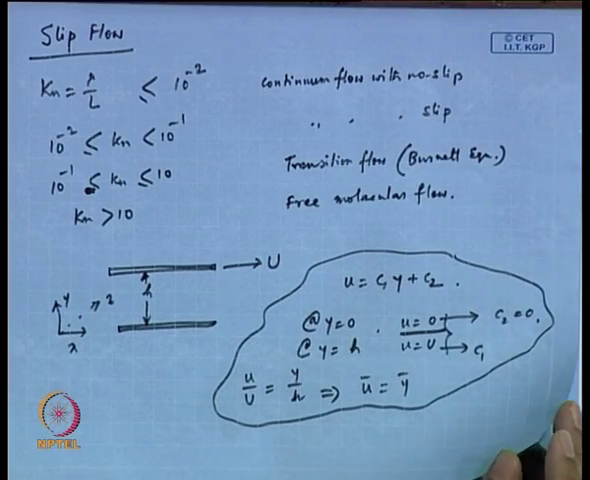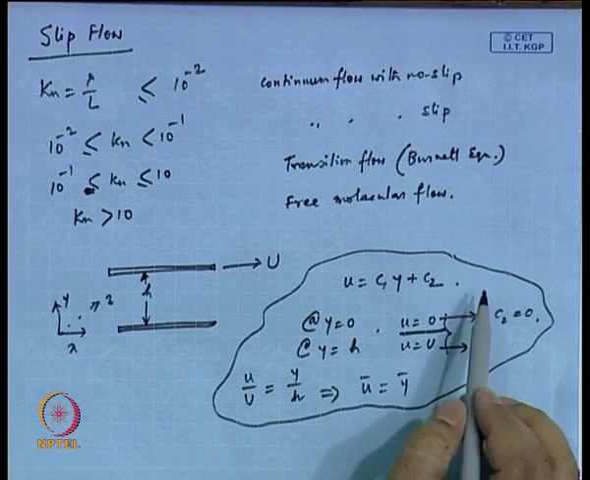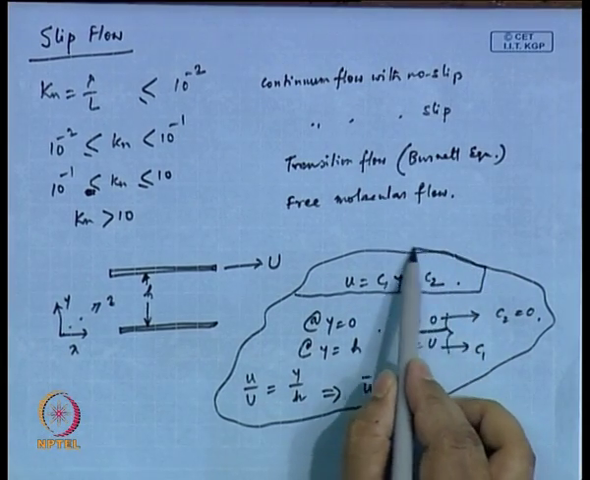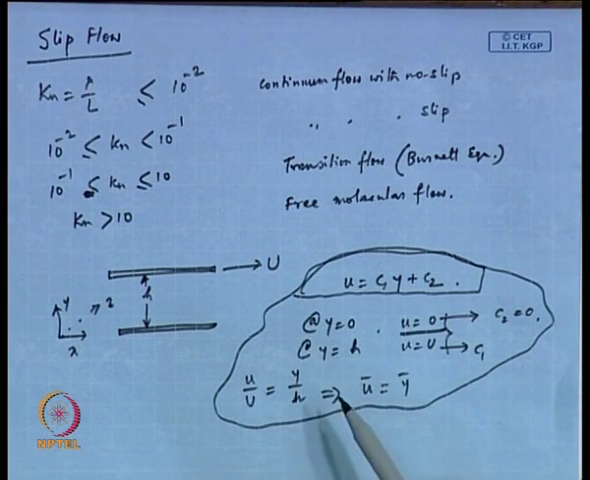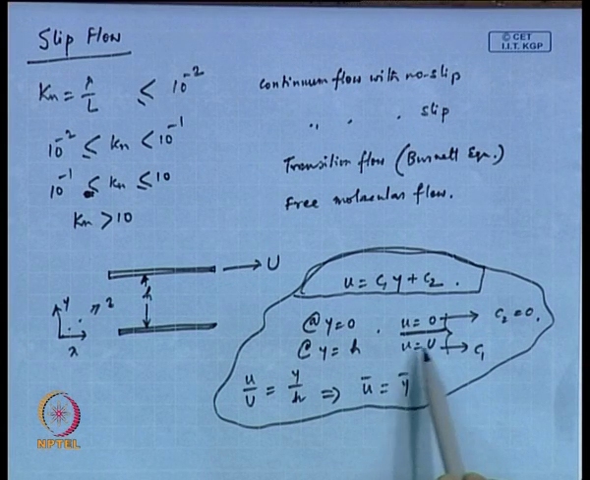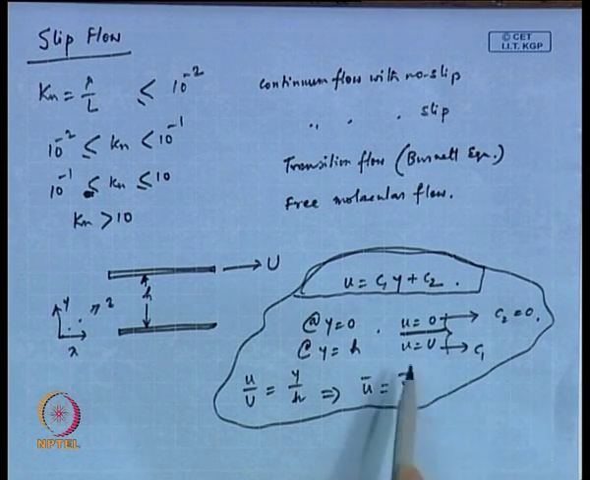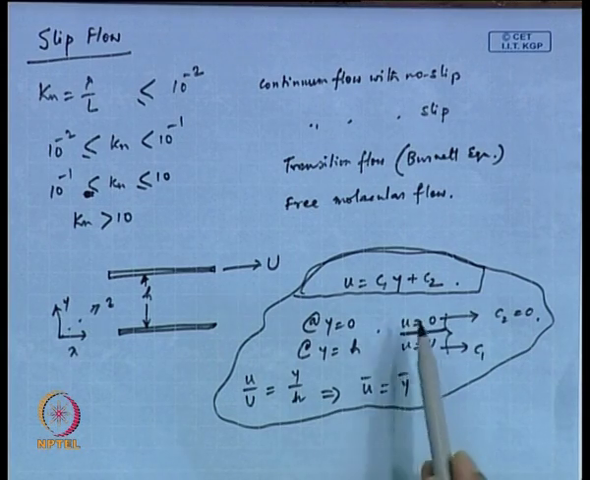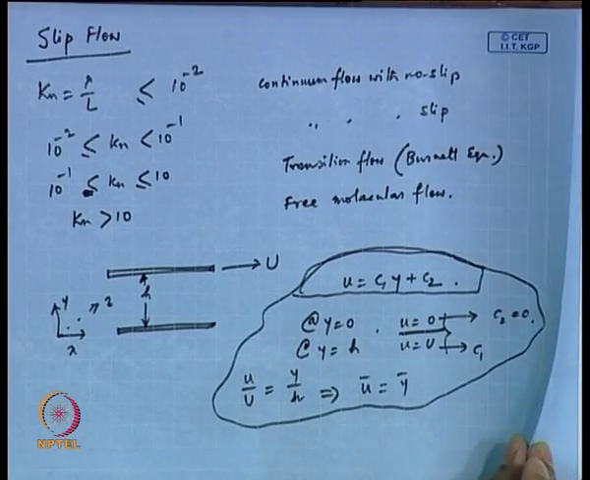Now, if you impose a slip boundary condition, as I mentioned in the last class, this governing equation remains the same. However, the boundary conditions will not be the same. You cannot assume that the fluid near the wall will attain the velocity of the wall. This would be somewhat different. So, these boundary conditions will be different, and the magnitudes of C1 and C2 will be different. That is the idea.